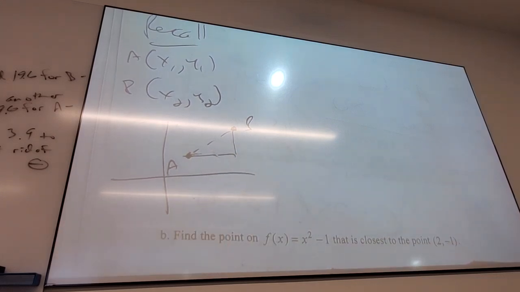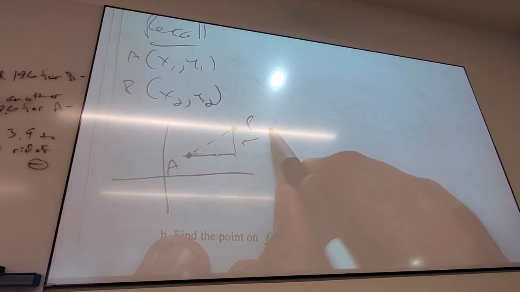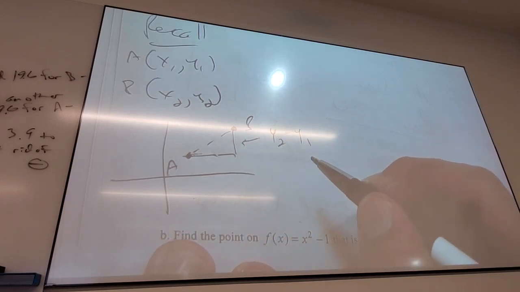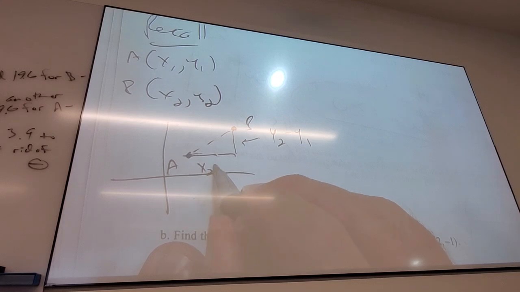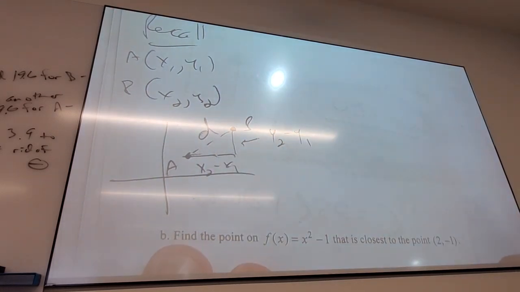And of course, what relates the sides? Old Greek dude, right? That's right. This side, isn't this y2 minus y1? Isn't this side x2 minus x1? And we'll call this side distance.